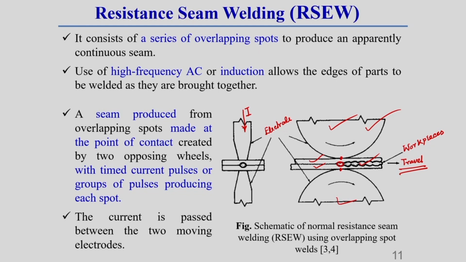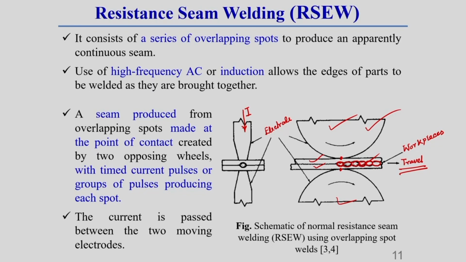That is why I have already told you it consists of a series of overlapping spots. That means whatever spots we are forming here overlap with each other, which you can observe. That means the spot welds or weld nuggets overlap with each other. So, you can say this is a continuous type of welding process.